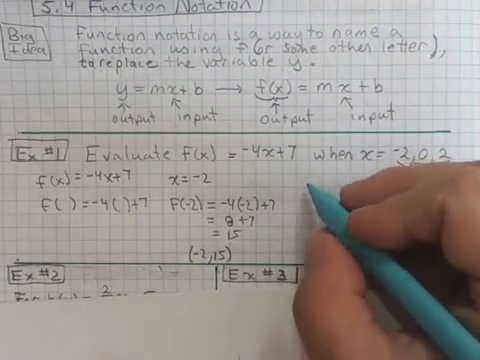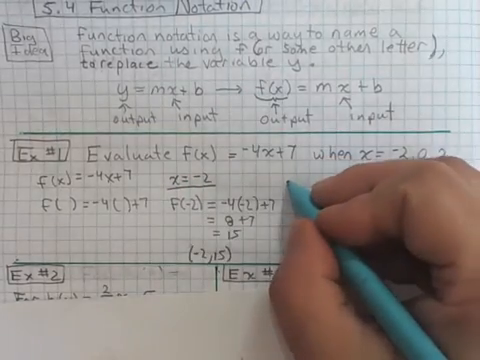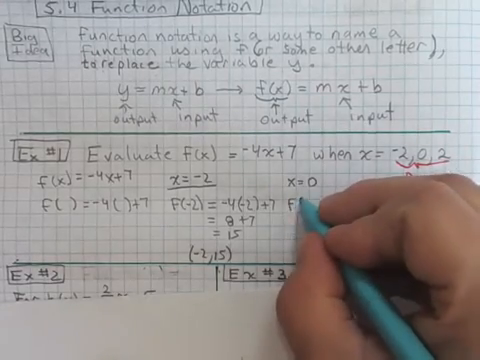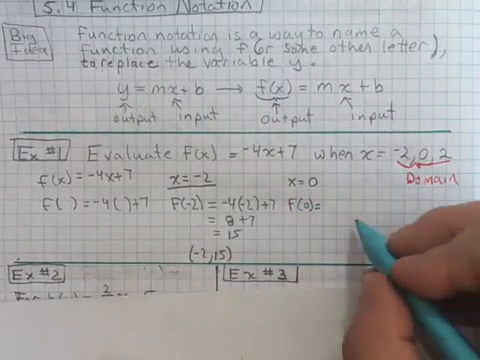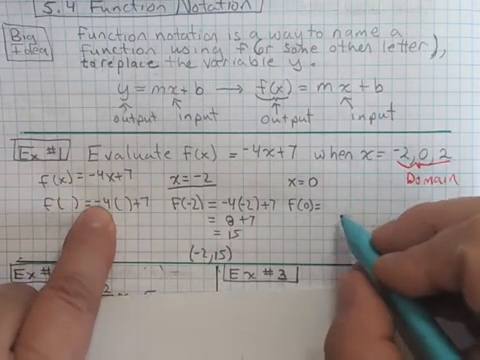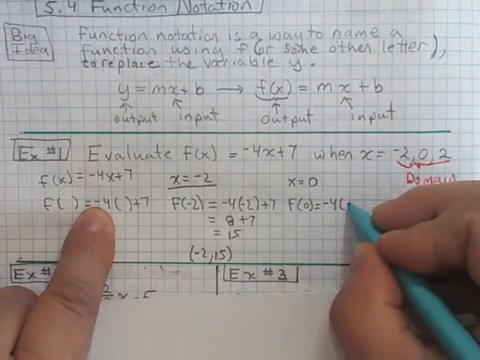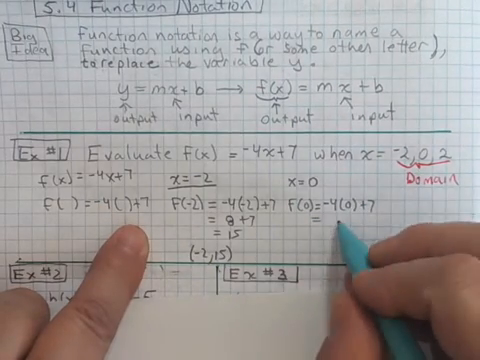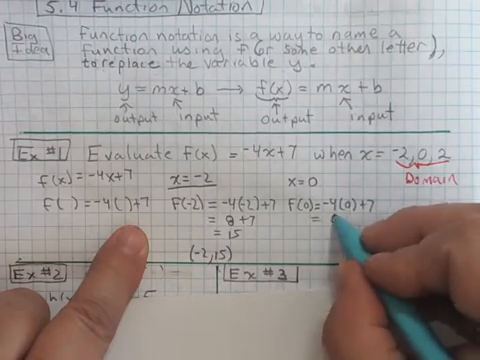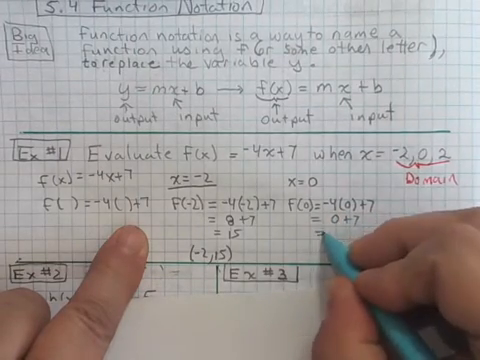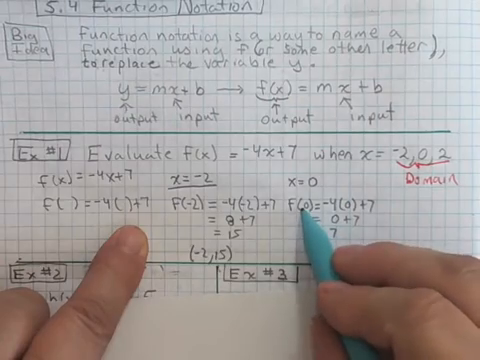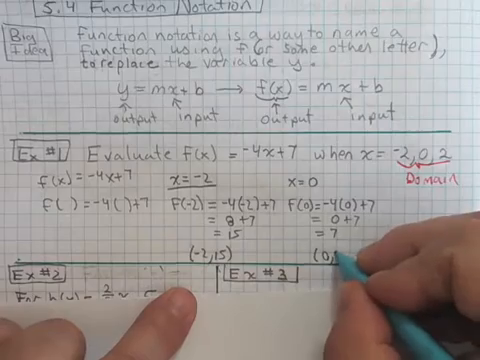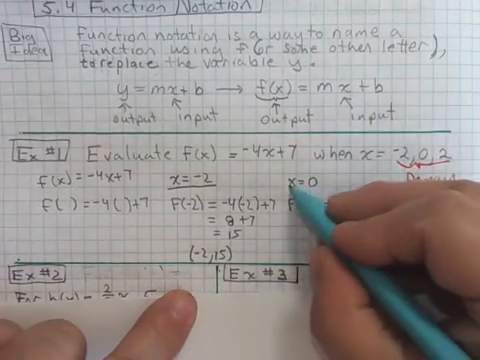Let's do it again. That was for x equals -2, and now we'll repeat that. x equals 0 is our next input. So f of 0 is equal to, we perform the same operations, -4 times the input of 0 plus 7. Do the math. Product first is 0 plus 7, and that simplifies to 7. So input of 0 produces an output of 7. That's the same as this ordered pair, 0, comma 7.